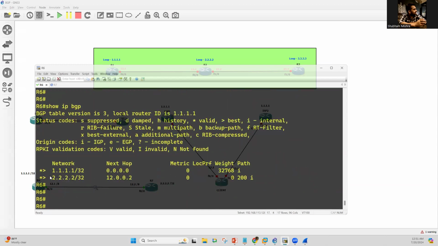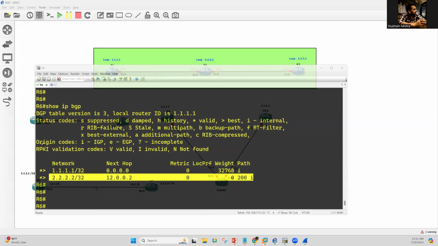So show IP BGP. See, in the BGP table there is 2.2.2.2. Are you getting my point, everyone? Yes or no? That is the BGP table of R6. R6 received 2.2.2.2 from 12.2. I told you, whenever you advertise any prefix in BGP, or the router receives any prefix from any neighbor, the router stores that prefix in which table? The BGP table. So that's the reason both prefixes are present in the BGP table.